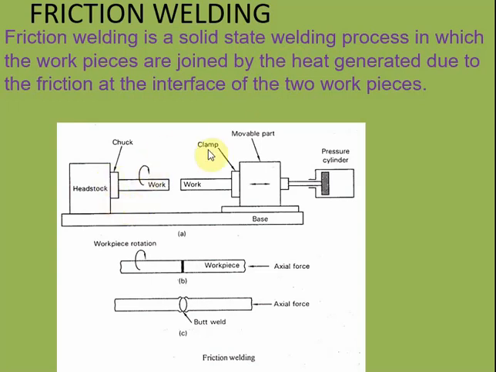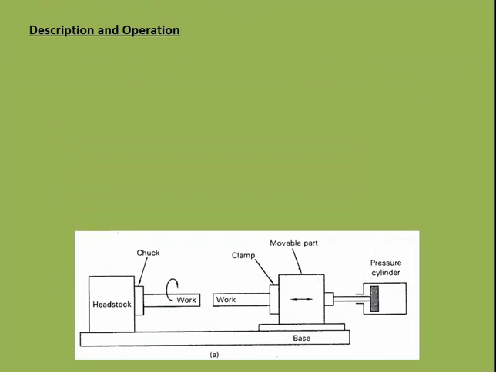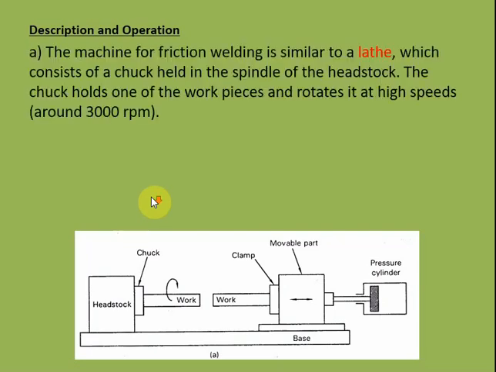So this is the schematic of the friction welding setup, and we will discuss it in detail in the coming slides. This somewhat looks like a lathe. This is the bed, the base. It has a headstock, a tailstock, and a pressure cylinder. I will explain it one by one.